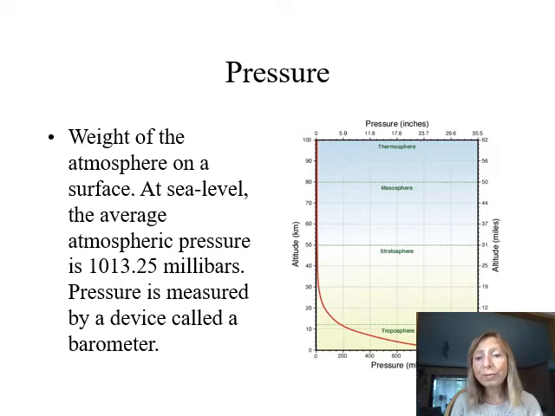In this and in the following few chapters, we will frequently speak about atmospheric pressure, which can be defined as the weight of the atmosphere on a surface. At sea level, the average atmospheric pressure is approximately 1013.25 millibars. Pressure is measured by a device called a barometer, or you have heard before about barometric pressure. And pressure is declining, just as temperature, very quickly in the troposphere. It continues declining. It makes sense as we are moving up, the weight of the atmosphere is declining, and so the pressure is the highest in the troposphere, and of course it's low or almost negligible in the mesosphere and thermosphere.